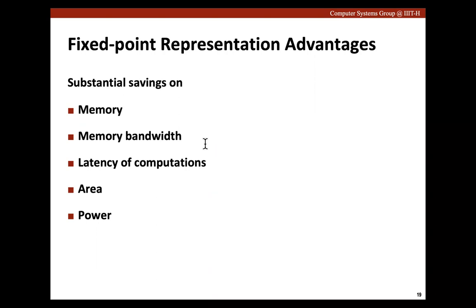So let's say you are working on a problem which is memory bound. Memory is the bottleneck. Then you figure out, hey, I don't need 32 bits to store each value of the data, I just need 16 bits. Then suddenly the effective bandwidth increases, memory may no longer be the bottleneck, and compute could become the bottleneck.